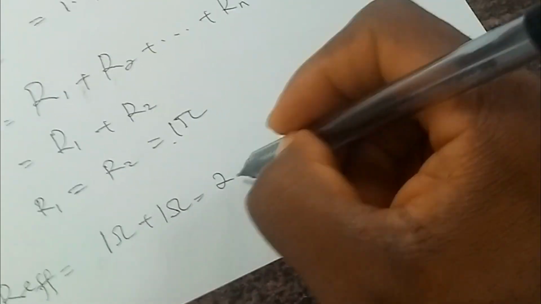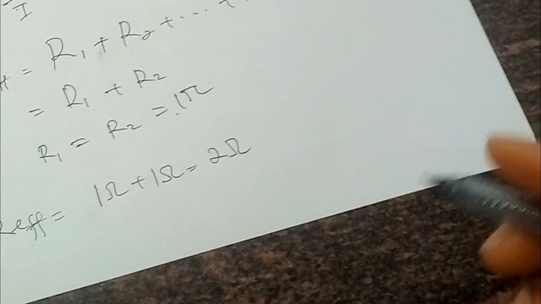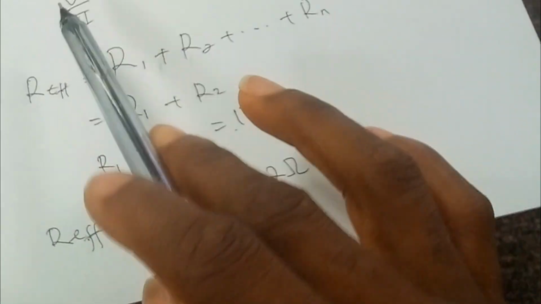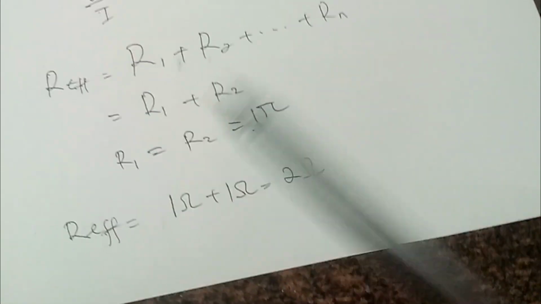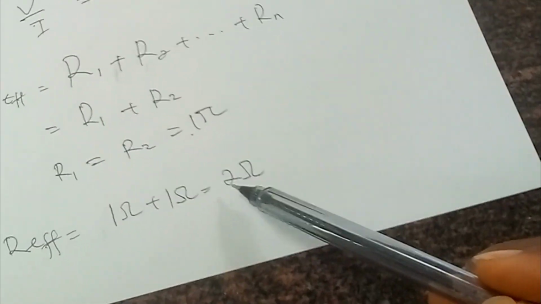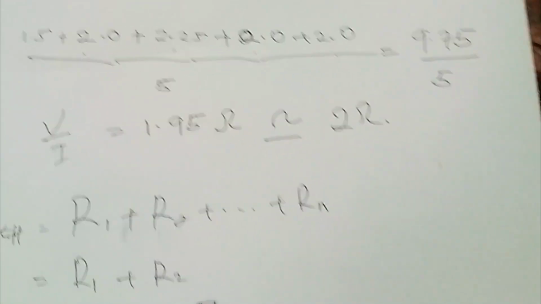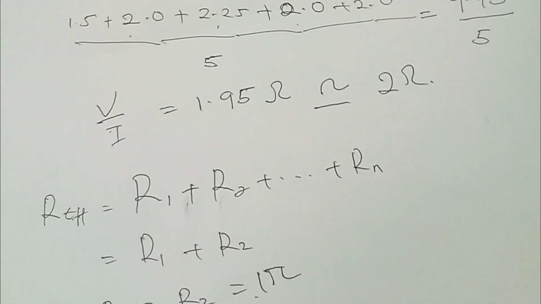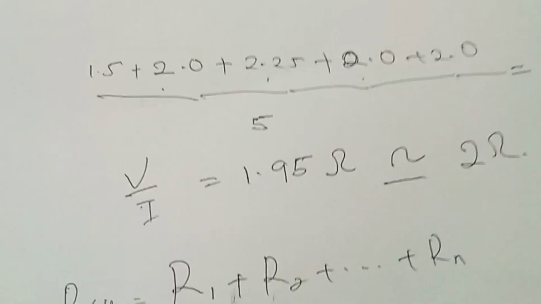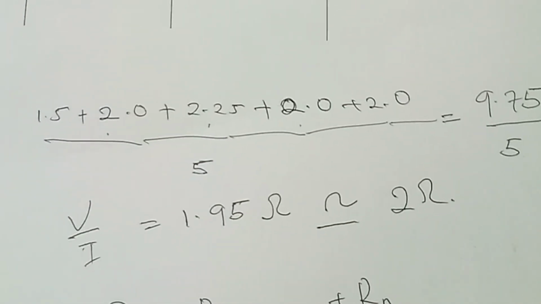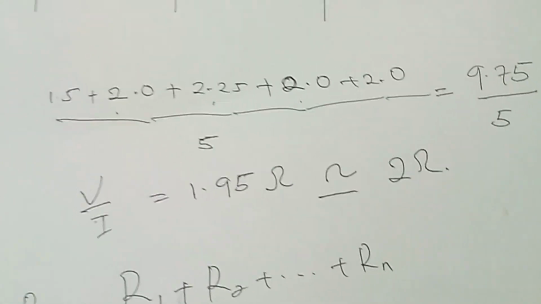So our effective resistance is going to be 1 ohm plus 1 ohm, which is equal to 2 ohms. So you can see that during the experiment, we have an approximate value of 1.95 ohms, and for the effective resistance using our theoretical calculation, we have 2 ohms. So you see it, approximately 2 ohms and 2 ohms. With this, we have been able to verify the connection of resistors in series using this experimental procedure. I believe at this point I have been able to show you how to calculate resistors in series.